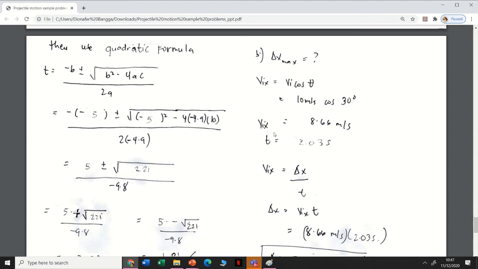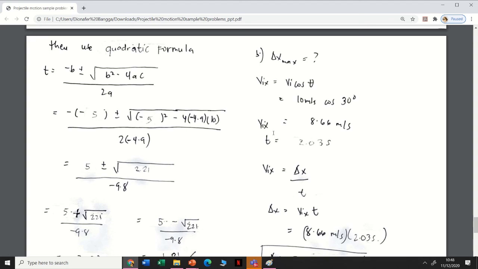For b, put negative 5. The a is negative 4.9, c is 10. So solving for everything, you solve first the quantities inside the square root. It would give us 221. And then you separate it into two, because one should be solved in terms of addition and the other one should be solved in terms of subtraction. So for a quadratic equation, you would actually have two answers.